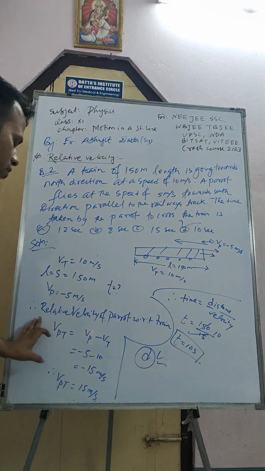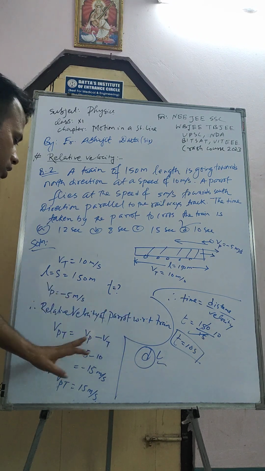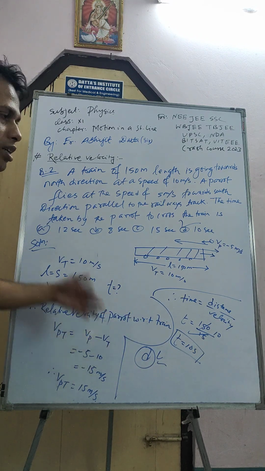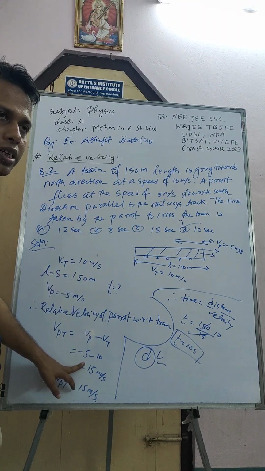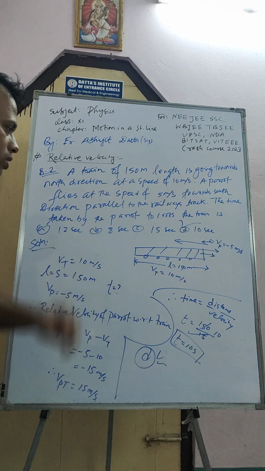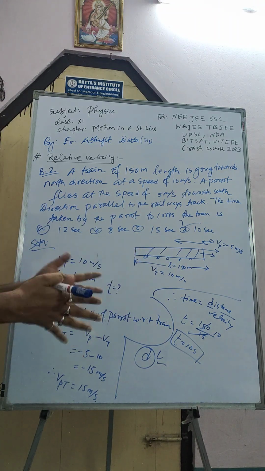So for that I find out the relative velocity of the parrot with respect to the train, which is vp minus vt. Since they are moving in opposite directions, the speeds add up, so it came to 15 meter per second, that is 15 meter per second relative velocity. So the distance is given, the length of the train is 150.